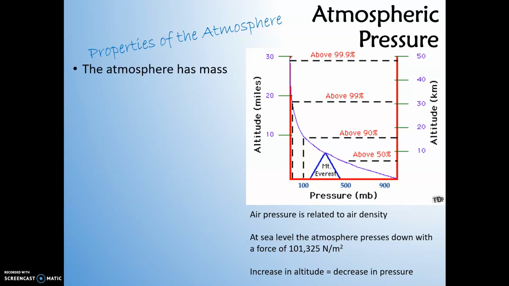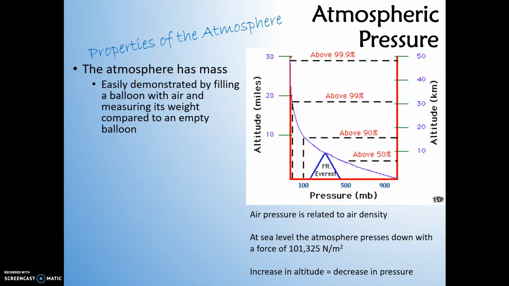The first one we're going to talk about is pressure. The atmosphere has mass. It's made of atoms. There are all sorts of different atoms. The leading element in our atmosphere is nitrogen. And all things with mass are affected by gravity. And so we have the gravitational pull of the Earth on all of that mass, and that creates pressure.